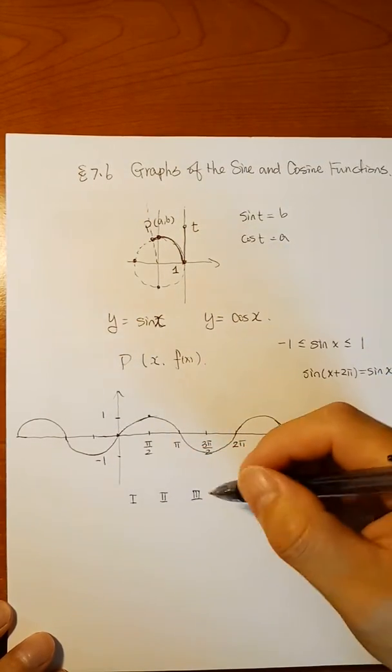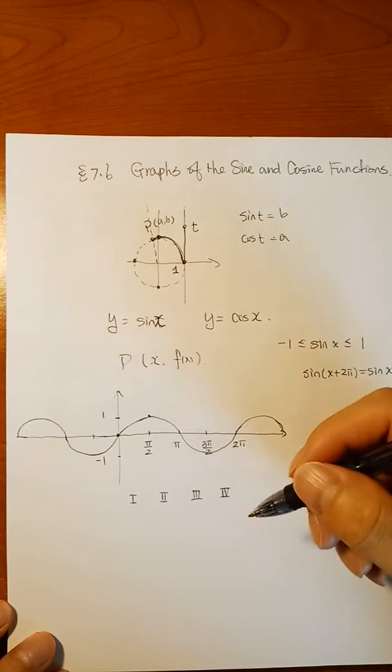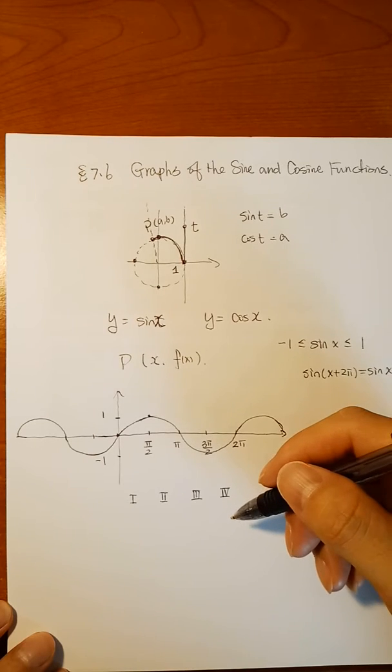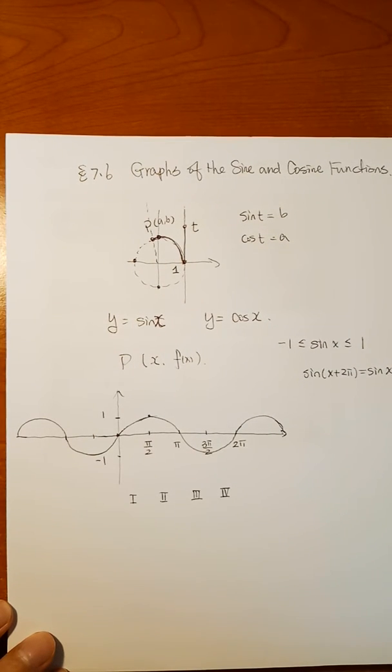We cannot carefully plot points because most of the sine values are irrational. So it's not that simple to precisely label the points. You should get the idea and use a computer to graph it.